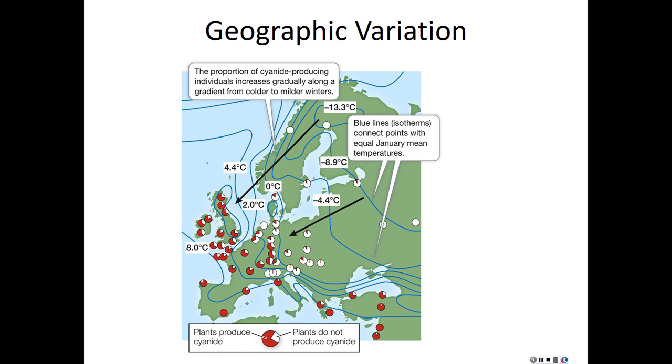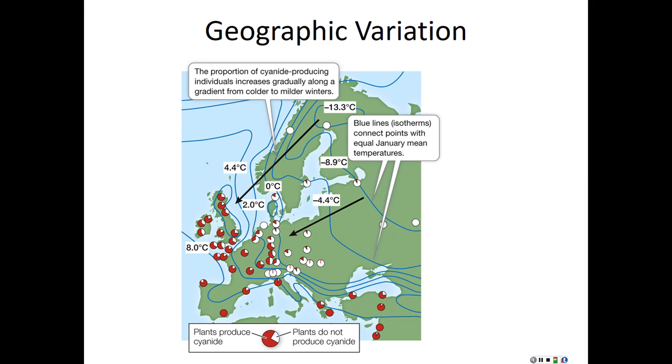So one example is seen in white clover. White clover can produce cyanide to protect itself against herbivores. But one problem is that when the plant experiences a freezing temperature, as it would in some regions, it causes the cyanide to be released into the plant's own tissue, which will kill the plant. So that's not good. That's not going to help you pass your genes on at all.